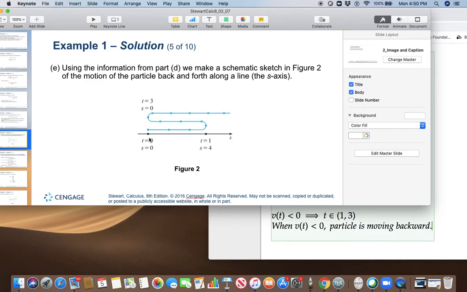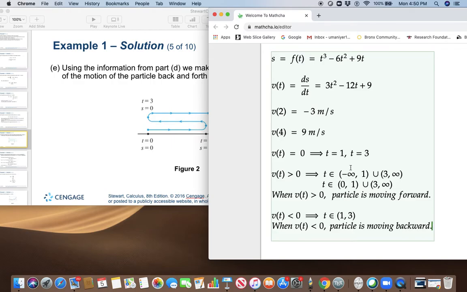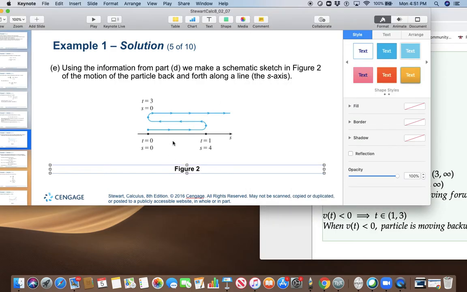In other words, one more thing I want to point out. Time cannot be negative infinity. Time cannot be negative, basically. So, I rewrite this interval as 0 to 1 and 3 to 8. So, time between 0 and 1, my particle is moving forward. After 3, particle moves forward. Between 1 and 3, particle is moving backward. Exactly the picture here, right?